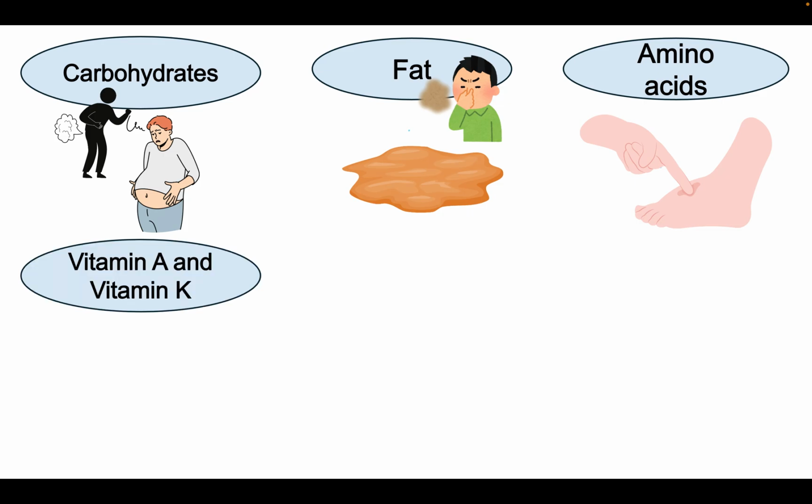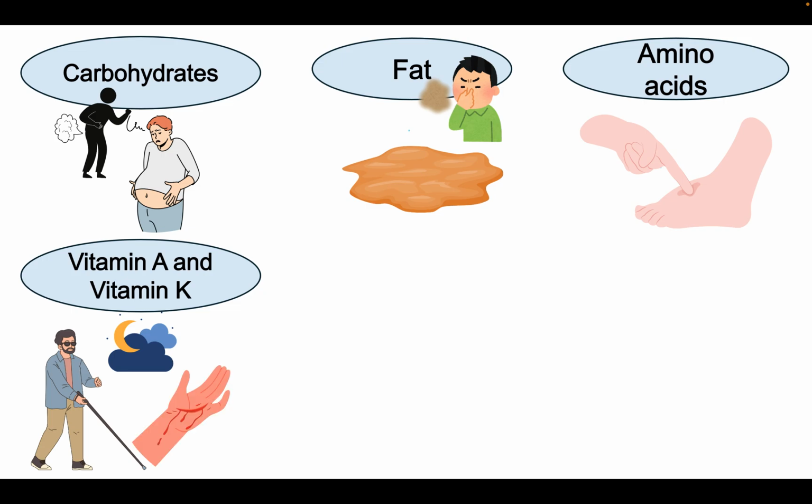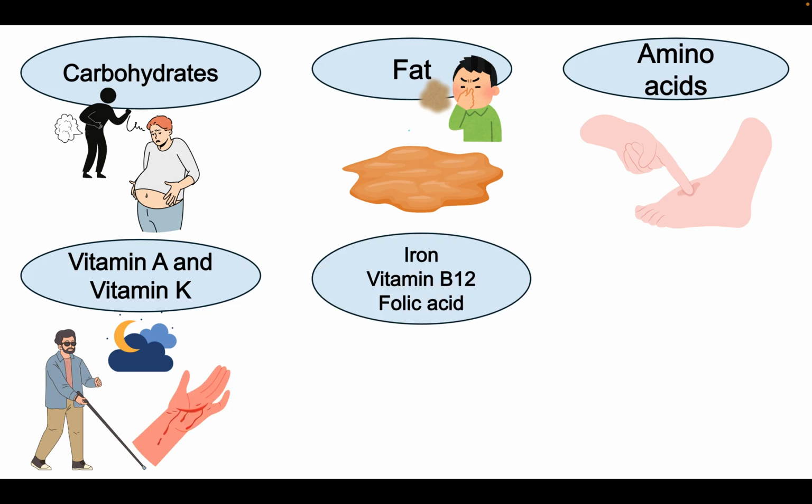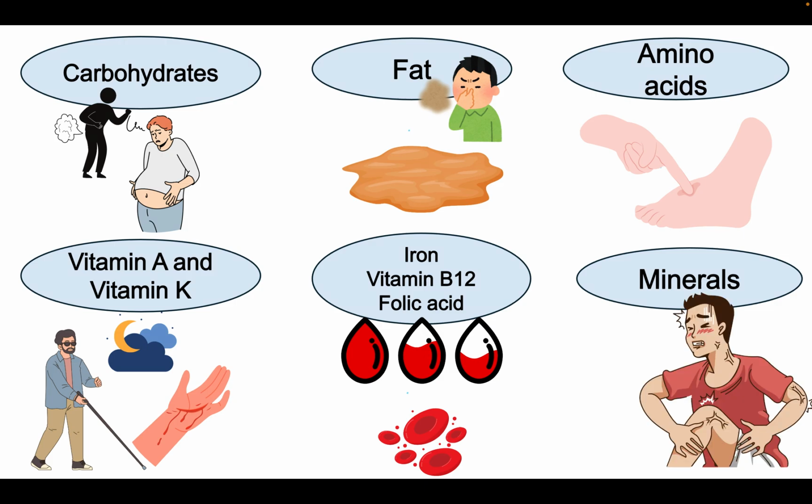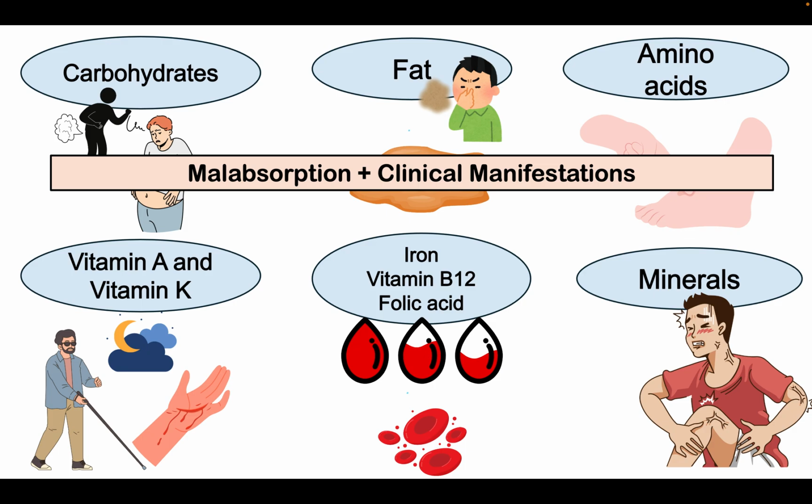Vitamin A and vitamin K deficiencies lead to night blindness and bleeding tendency, respectively. Iron, vitamin B12, and folic acid deficiency lead to pallor or anemia. Mineral deficiencies like calcium and magnesium will lead to bone pain and muscle pain, all this pain.